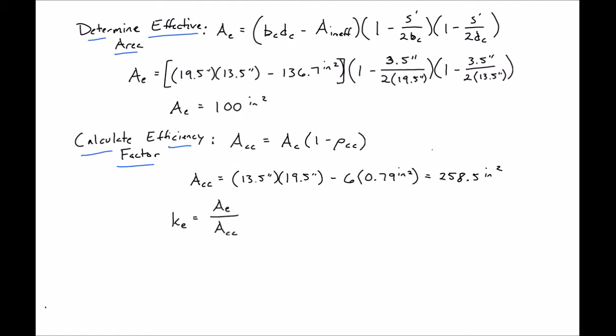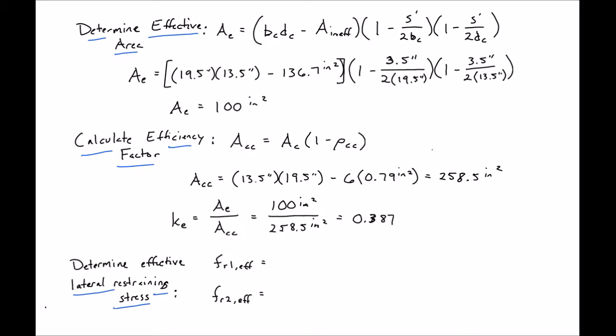square inches. Our efficiency factor is then just our effective area over our confined area. So we'll have 100 square inches divided by our 258.5 square inches to find our final k value of 0.387. So we can use this now to determine our effective lateral restraining stresses.